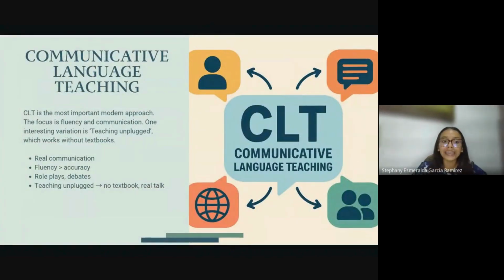Now, moving on, in the 1970s, a new approach became dominant, which is communicative language teaching. Its main goal is real communication, where fluency is considered more important than accuracy. So teachers use activities like role play, debates, and pair work. A variation of this is teaching unplugged, where teachers don't rely too much on textbooks. Instead, they work with real conversation and students' ideas.